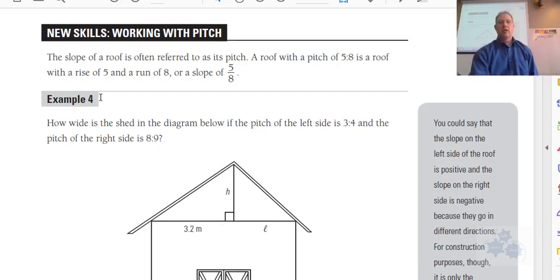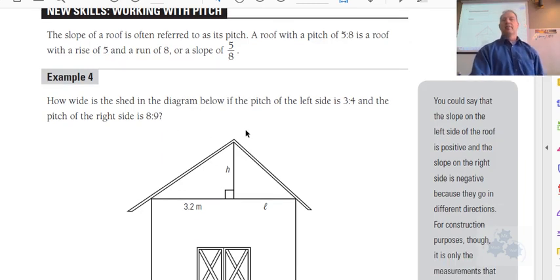So let's read. The slope of a roof is often referred to as its pitch. A roof with a pitch of 5 to 8, now it's expressed as a ratio, is a roof with a rise of 5 and a run of 8. So this 5 to 8 is 5 over 8. It's simply the slope. That's all it is. The slope of the roof. Okay. How wide is the shed in the diagram below if the pitch on the left side is 3 to 4 and the pitch on the right side is 8 to 9?